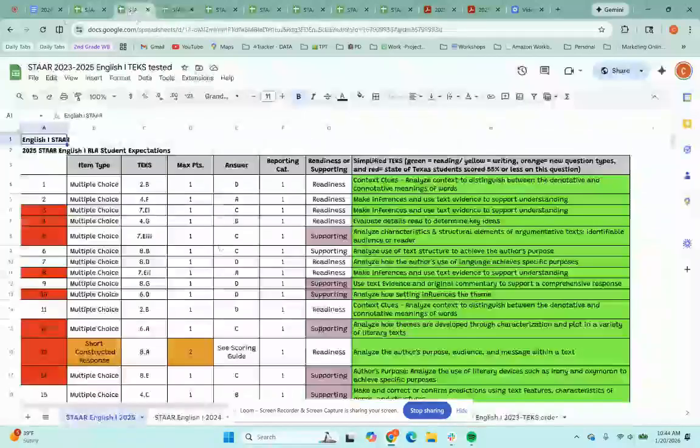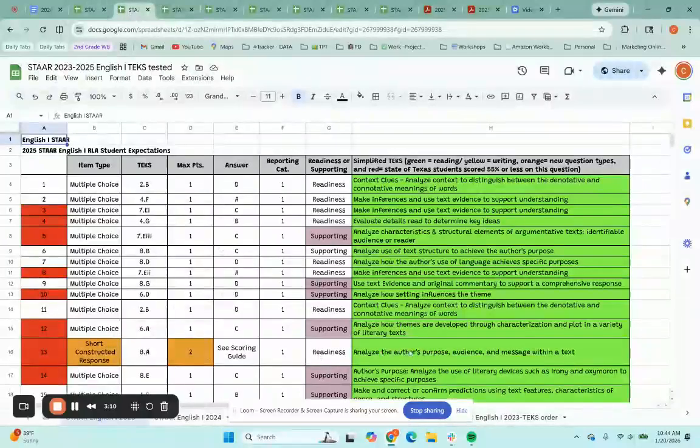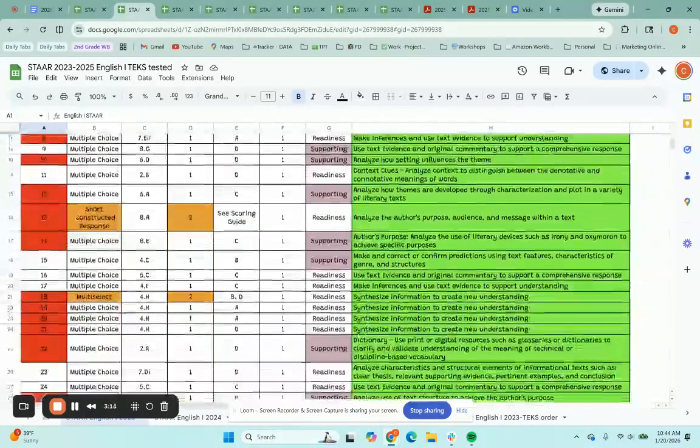Going into high school, number 13 was the SCR on author's purpose, and it was a hotspot, as well as the multi-select was a hotspot. More than 55% did not get the full 2 points for both of these questions.